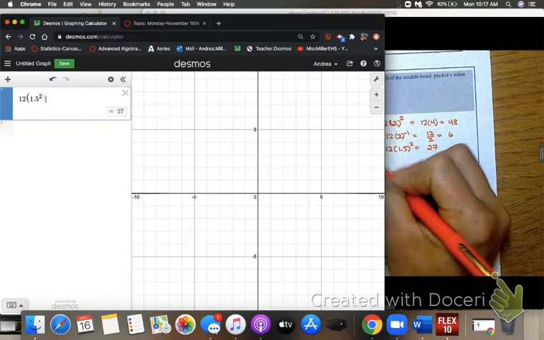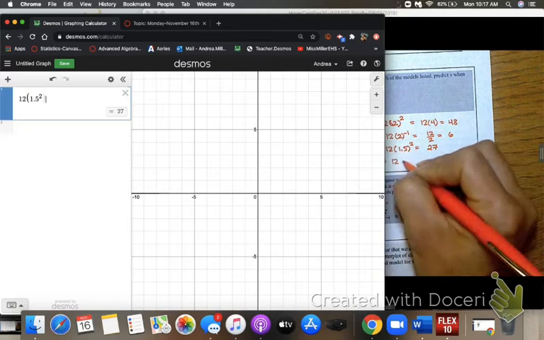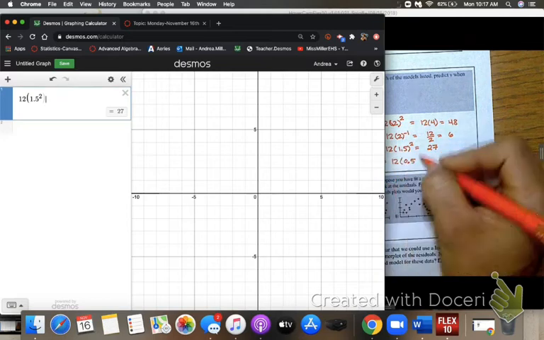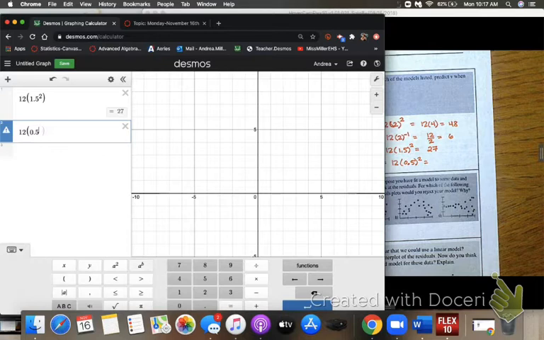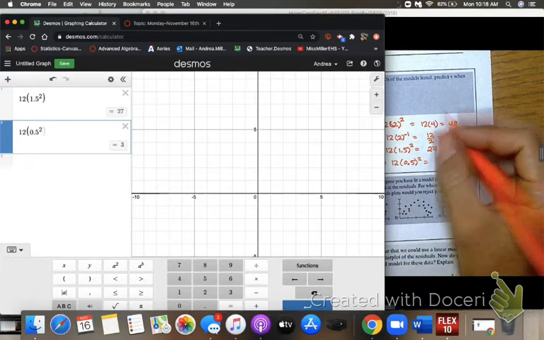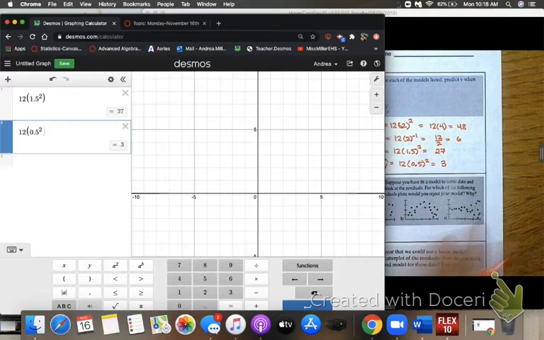Y hat is equal to 12 times 0.5 raised to the second power. So let's put that into Desmos. 12 times 0.5 raised to the second power. Remember, if you're not sure how to get that exponent up there, you can go to your keyboard and hit this A to the B button, and that's going to move it into the exponent for you. When I do that one, I'm getting that y hat is 3. So I'm just evaluating those. All right, let's look at this next one.